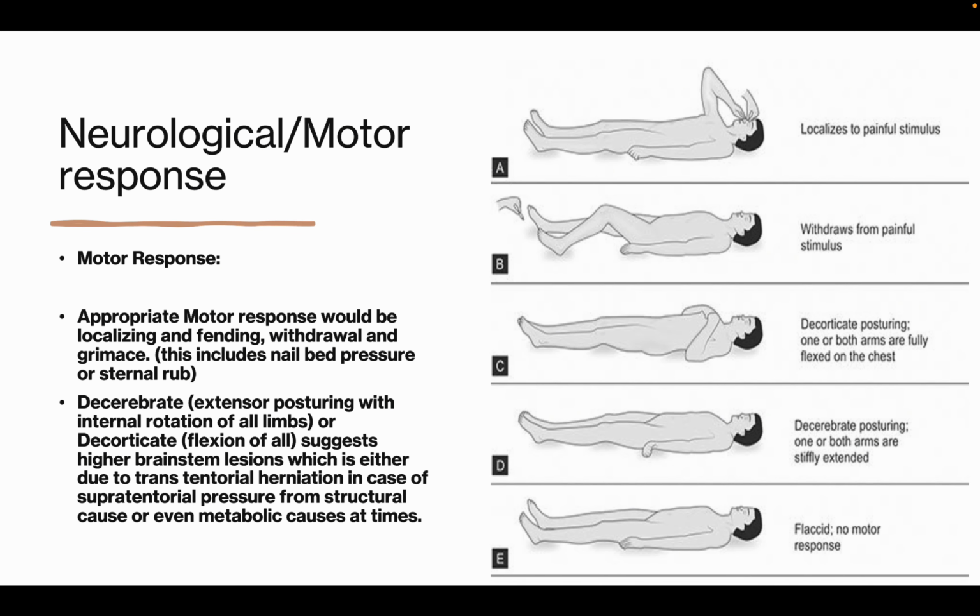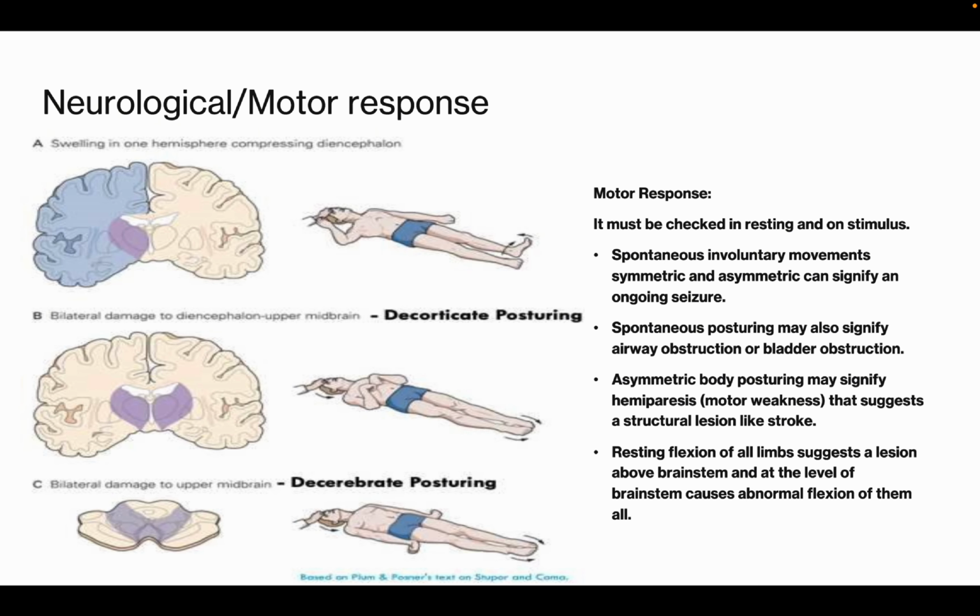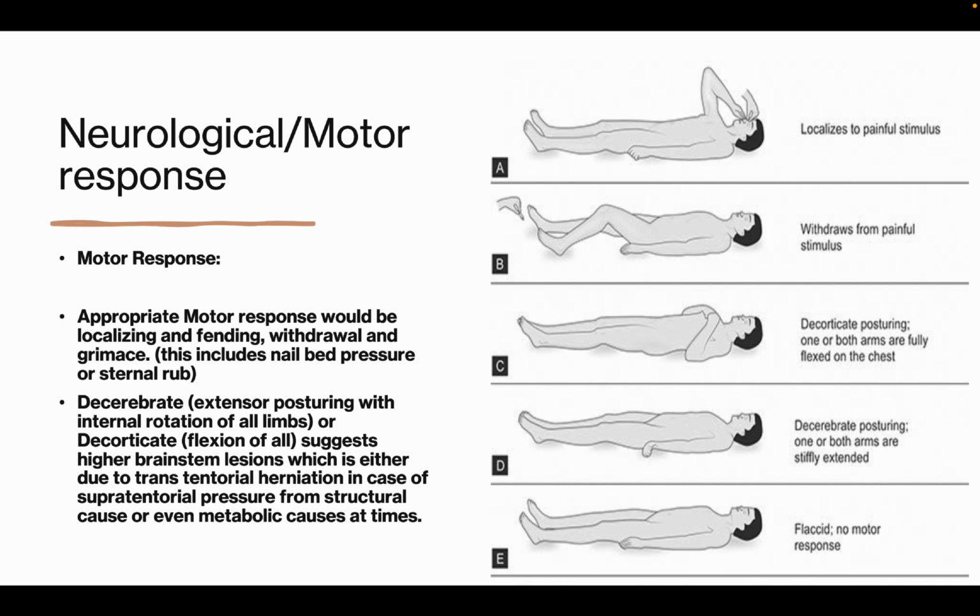All right, guys. So, moving on with the lecture now, we talked about the initial neurological motor response that you will assess in a comatose patient. Now, moving on with the further things, an appropriate motor response that you would be looking for would be a person localizing, fending off any stimulus that you provide to the patient, like pain. For example, the patient might be withdrawing and might grimace all because of a nail bed pressure that you put on the patient or by doing sternal rub.